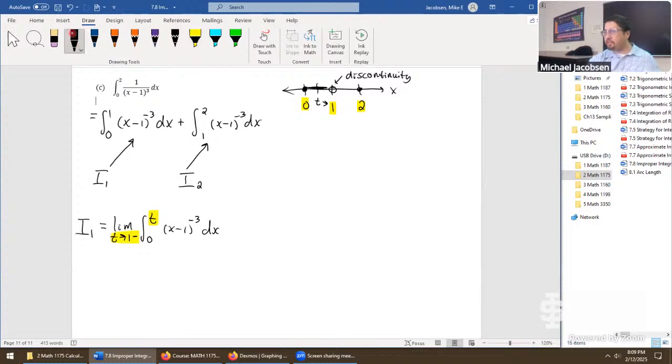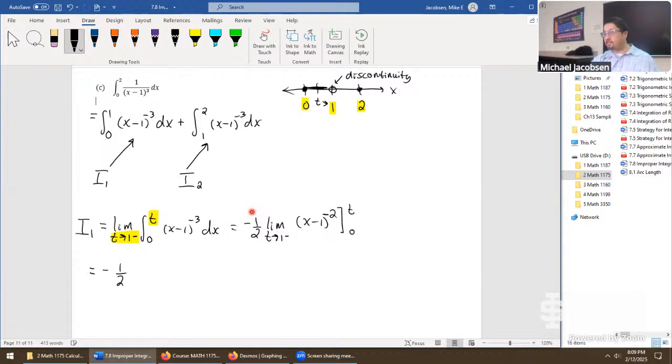Okay, well, antiderivative is pretty fast on this one. We can write out that this is equal to, give it a little bit of space so we can throw a constant in front of that, the limit as t heads towards 1 from the left. It's (x minus 1) to a higher power, negative 2. We have to multiply by the reciprocal of that power, so negative 1/2 in front. Then evaluate all of this from 0 to t.